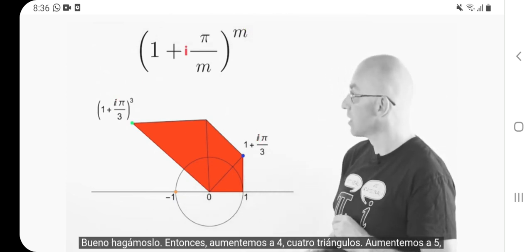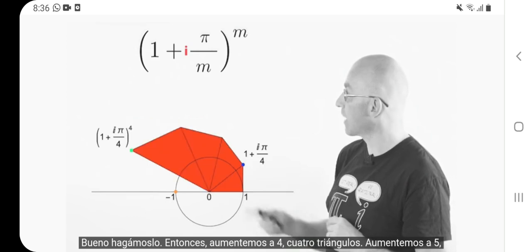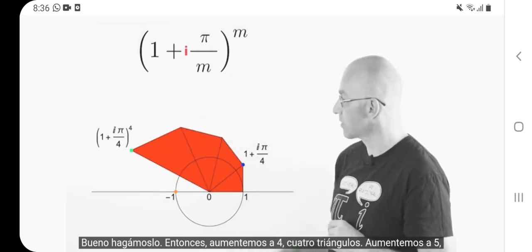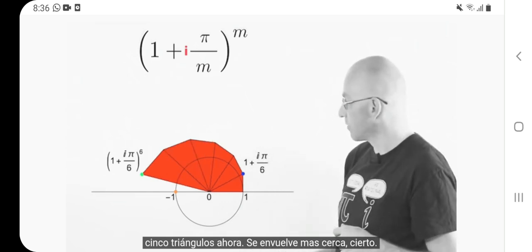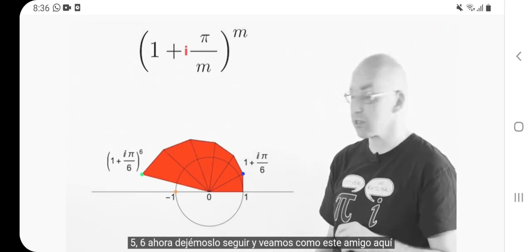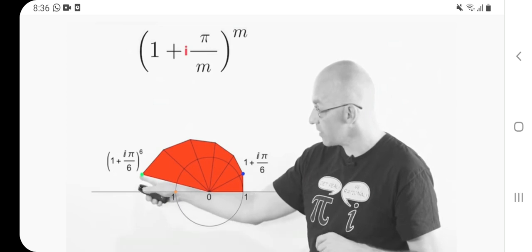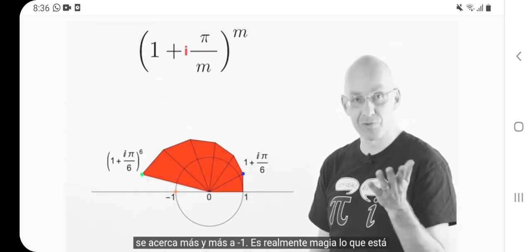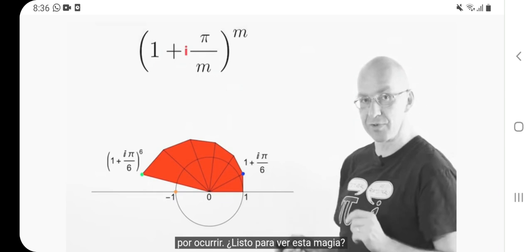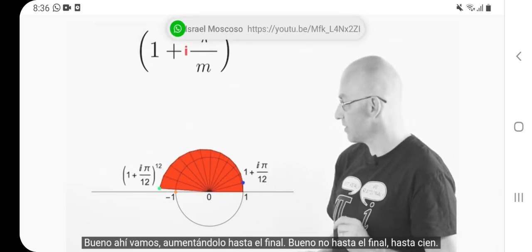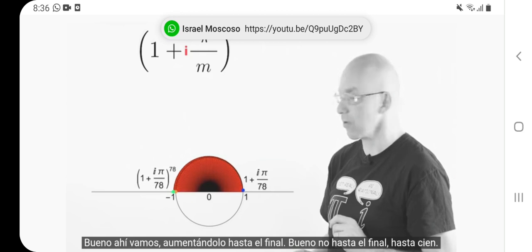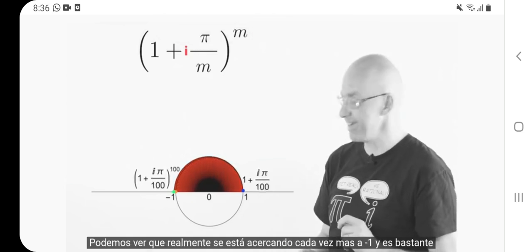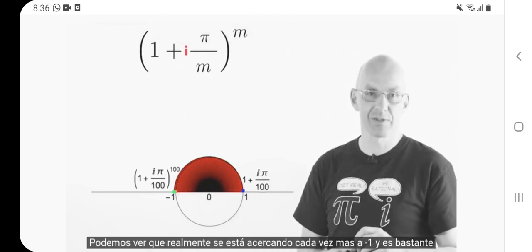Well, let's just do it, okay? So, crank up to 4 triangles now. Crank up to 5 triangles now. It's wrapping closer, right? 5 to 6. Now, let's just let it go and see how that guy here gets closer and closer to -1. It's real magic about to happen. So ready to go for the magic? Okay, there we go. Cranking it up, well, not all the way, up to 100. But you can see it's really getting closer and closer to -1.